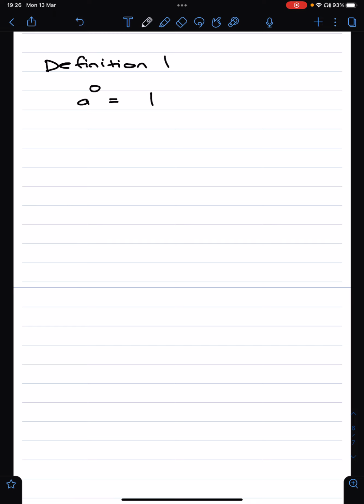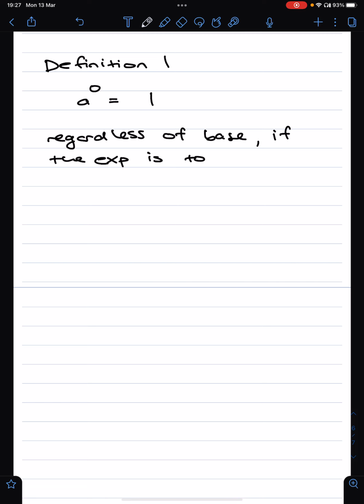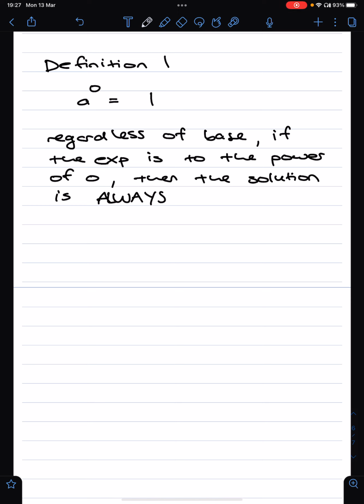So regardless of the base, if the exponent is to the power of 0, then the solution is always 1.